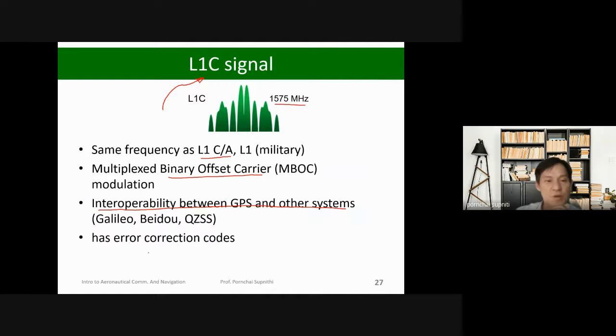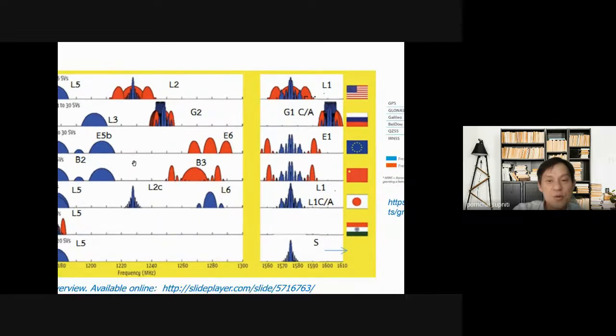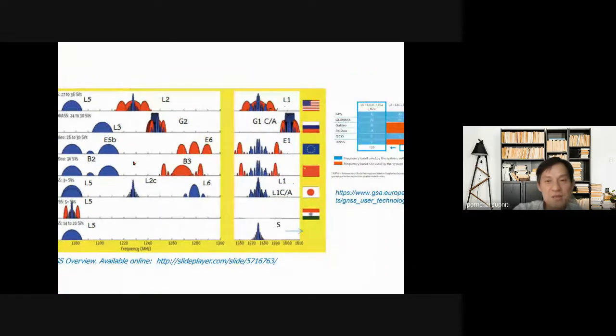I don't know what this is for. It just says it has no error correction codes. By the way, I got this information from the GPS website, because earlier I was also quite curious about each type of signal and what they are for. Here let's have a quick comparison before we go on a break.